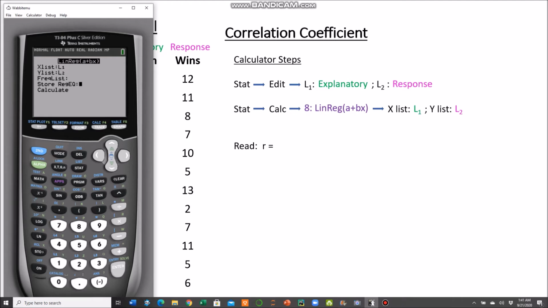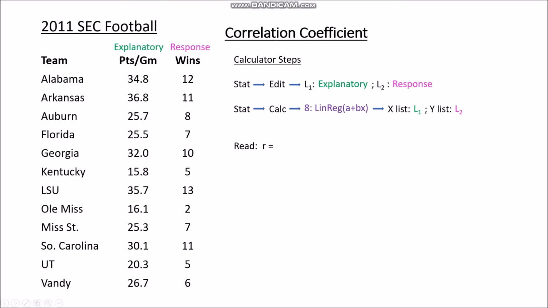When we calculate, it'll spit out a bunch of different numbers. What we care about right now is the R, which is the correlation coefficient. The R for us is 0.93586, and so on. We're really just going to round it to two decimal places, so our R is 0.94.